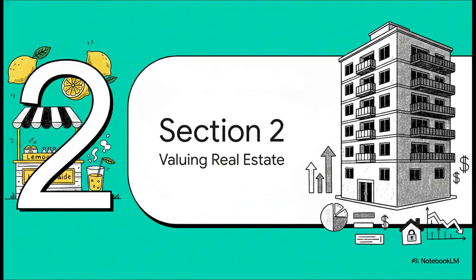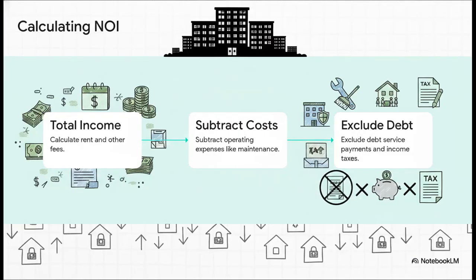Section 2. Valuing real estate assets. Now, let's take those lemonade concepts and scale them way up to multi-million-dollar apartment buildings. Figuring out the NOI for a massive building is really just 3 steps. Step 1, you tally up your total income, rents, maybe parking fees. Step 2, you subtract operating expenses like maintenance, insurance, management fees, and property taxes.